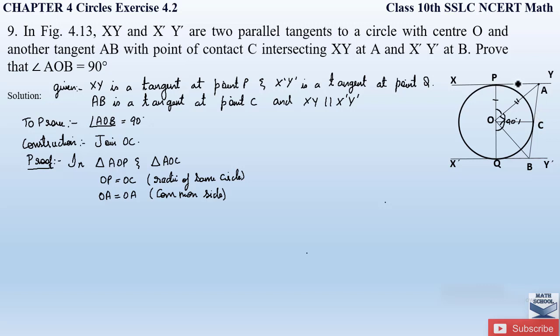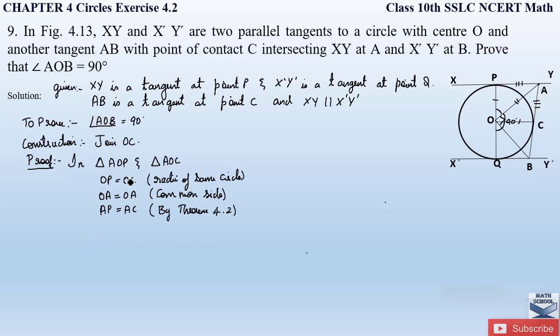So the third sides of these two triangles, that is AP and AC, are also equal. So therefore you can write AP is equal to AC by theorem 4.2. Instead of writing "by theorem 4.2", please write down the whole statement of this theorem. I have been repeating this in all the questions while solving. So you have to write: the lengths of tangents drawn from an external point to the circle are equal.